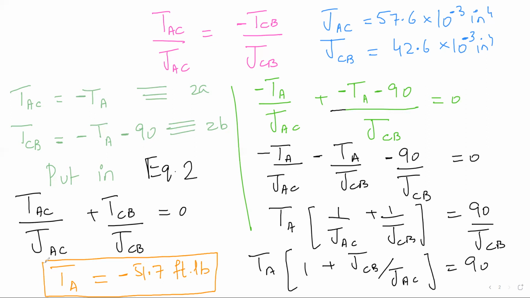And the other one is 38.3. Okay, negative or positive? Negative. So my intuitions were wrong and you were right. TB is minus 38.3 foot-pound or pound-foot.